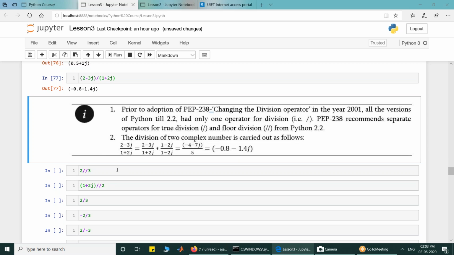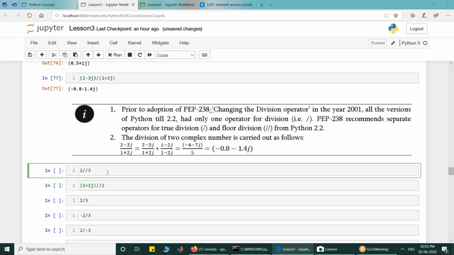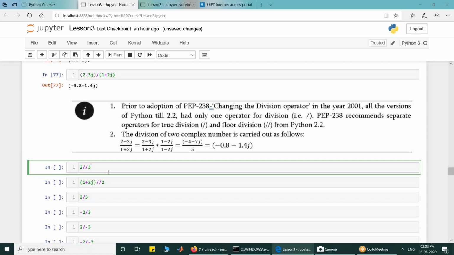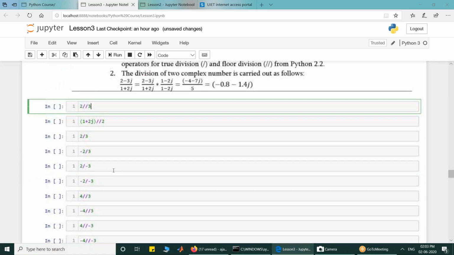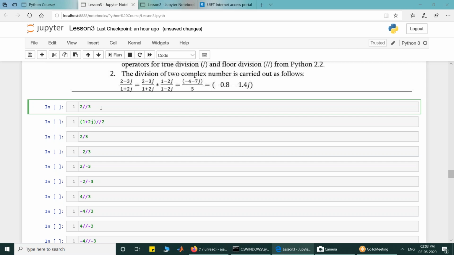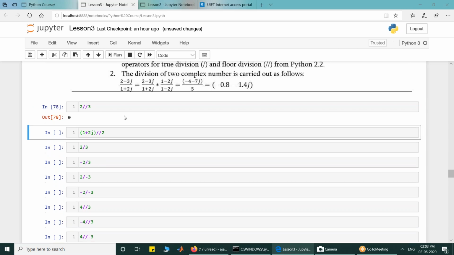So 2 float division by 3, look at this value. It comes out to be 0, because 2 by 3 comes out to be 0.66, and floor division takes the floor of 0.66, and the floor of 0.66 is the largest integer which is lesser than 0.66, and that is 0.